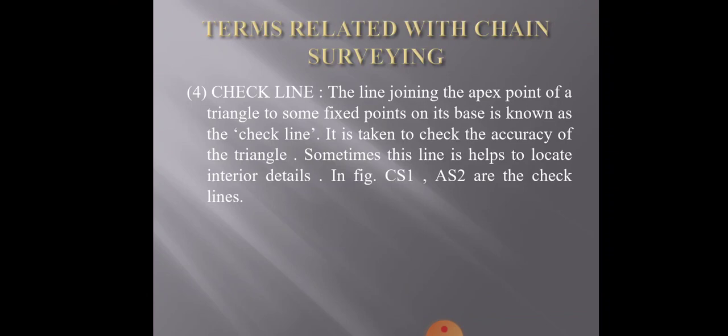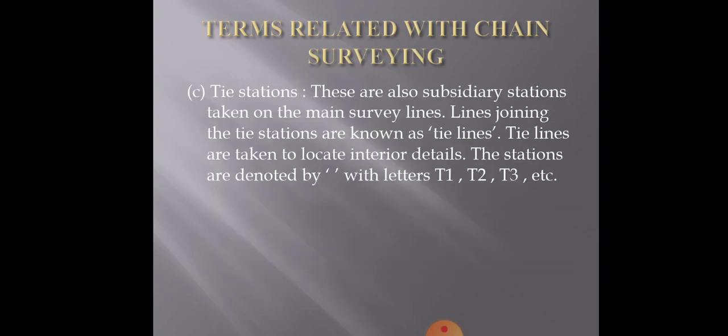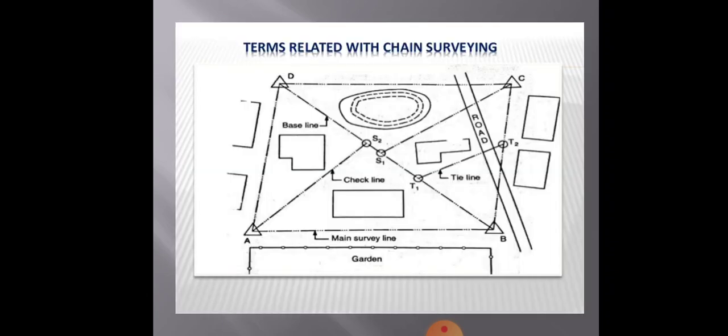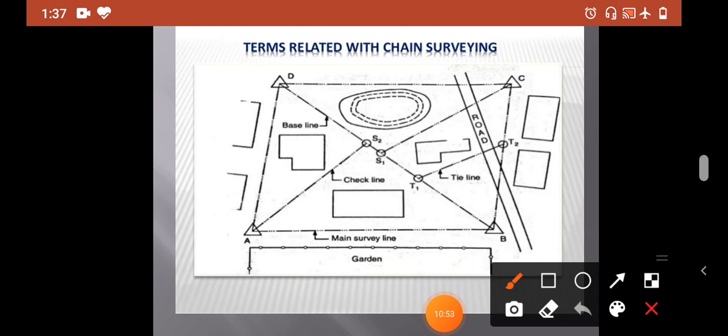Next is check line. The line joining the apex point on the triangles to a point on its base is known as the check line. It is taken to check the accuracy of the triangle. Sometimes this line helps to locate the interior details. In the figure, CS1 and AS2 are check lines, used for checking the accuracy of the triangle.